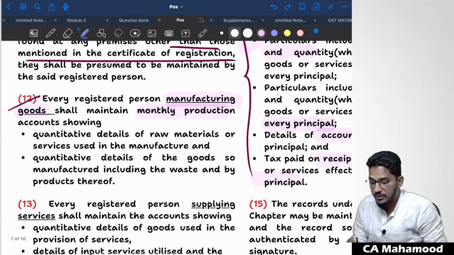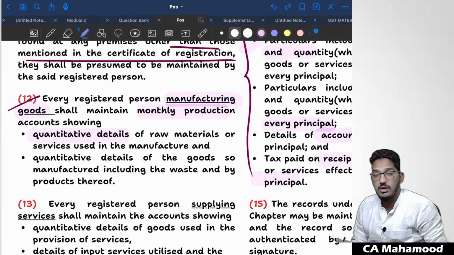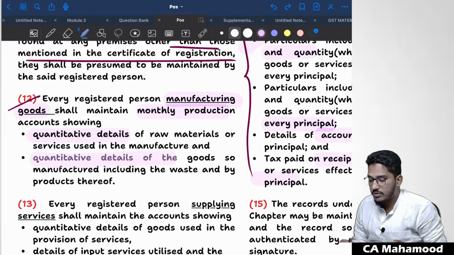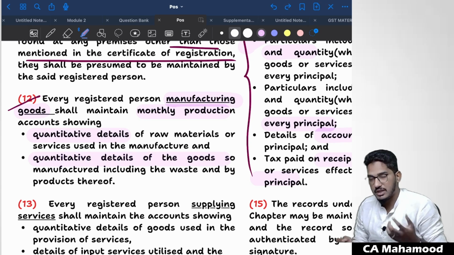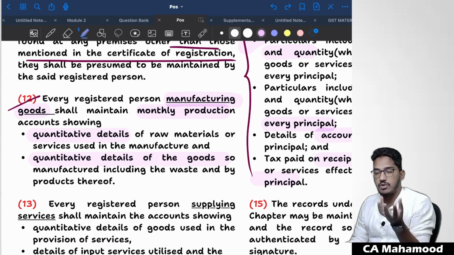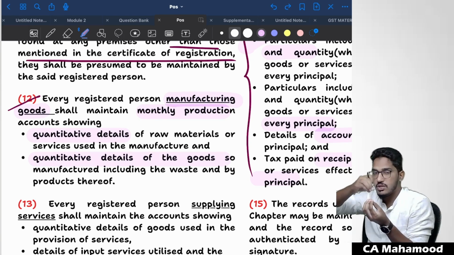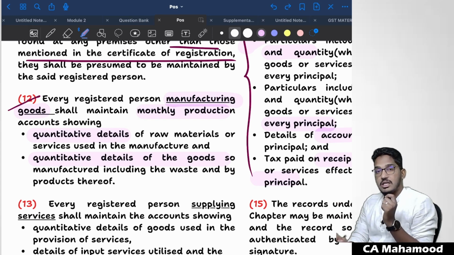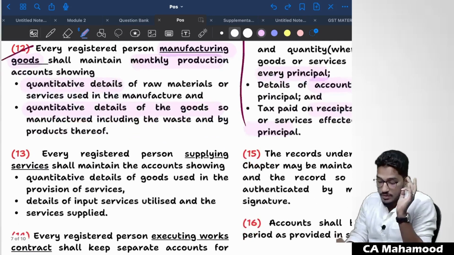In that, what should I show? Quantitative details of raw materials or services which are used in the manufacture. How much quantity of raw material you have used for that production. And quantitative details of goods so manufactured, nothing but inputs and outputs. How much quantity of raw materials and services you have used, how much quantity of goods you have produced. Those records are required to be maintained in the case of a manufacturing registered person.